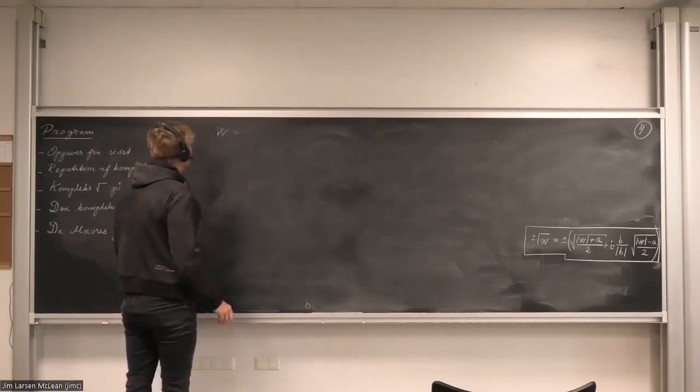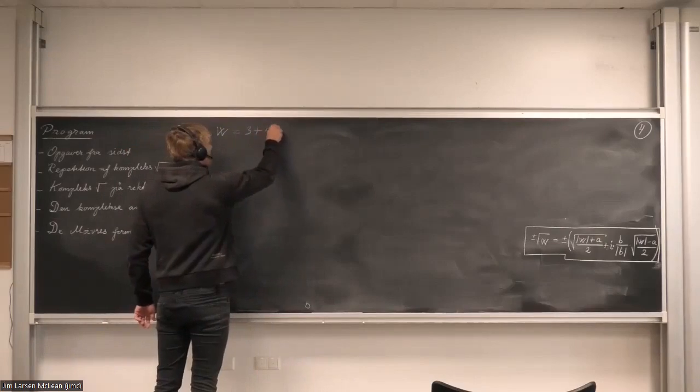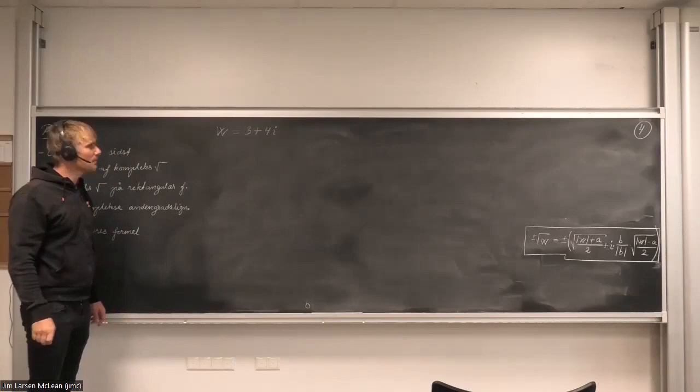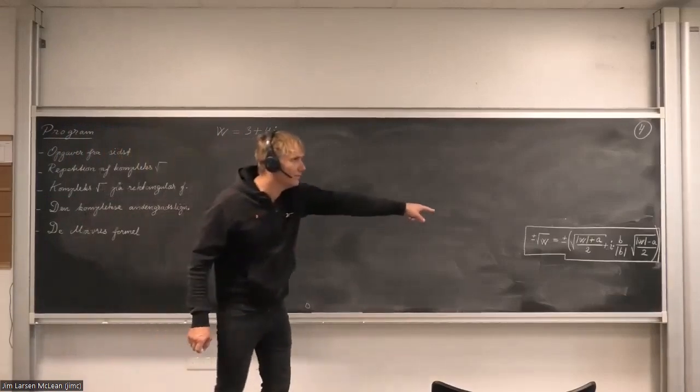Let's take w equals 3 plus 4i. We've actually used that a few times. It's that 3, 4, 5 trick there. Let's say I want to find the 2 square roots. I'd like to use that formula down there.